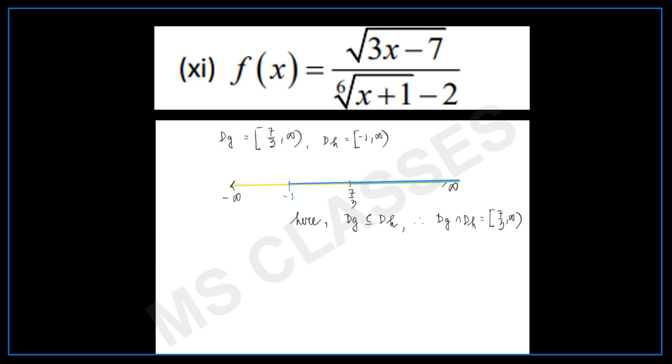Now the required domain will be dg intersection dh minus the set of those values of x for which h(x) equals 0. That is, (7/3, 63) open union (63, infinity).